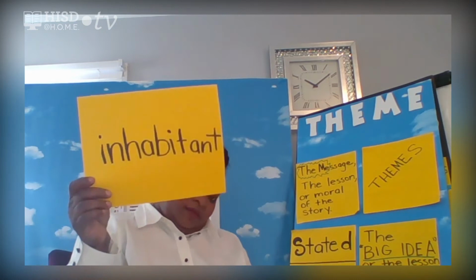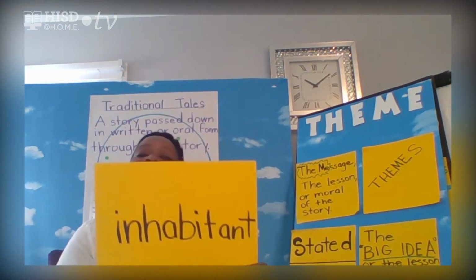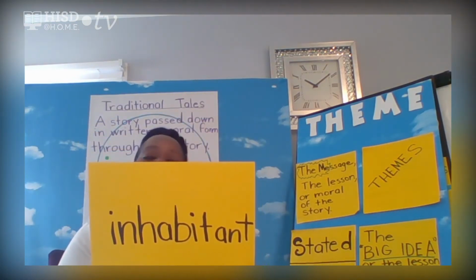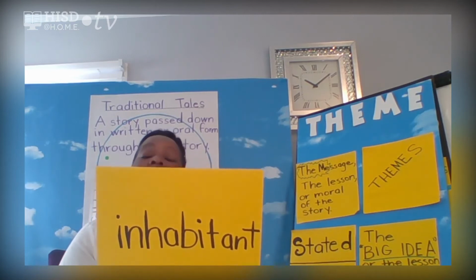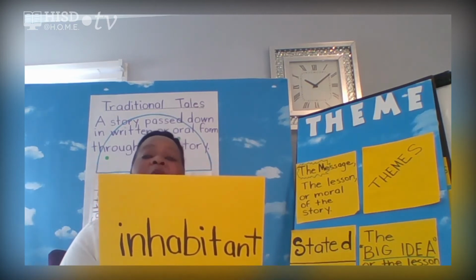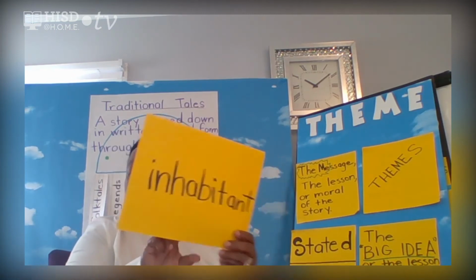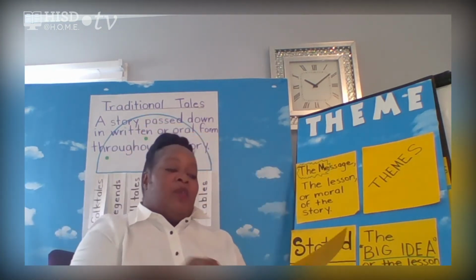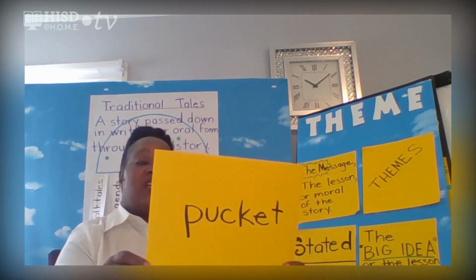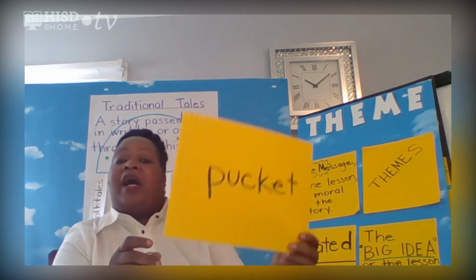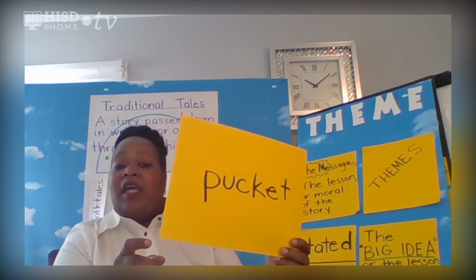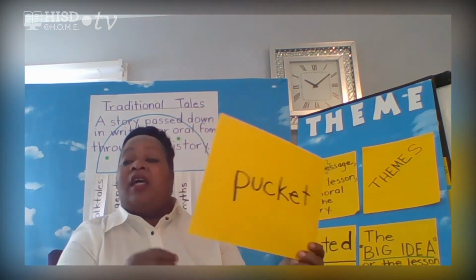Inhabitant. Can you say it? Inhabitant. An inhabitant is a person or animal that lives or occupies a place. And finally, we have the word pucket. Pucket. A pucket is a young hen.